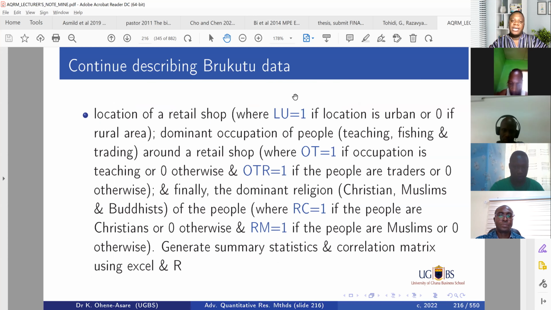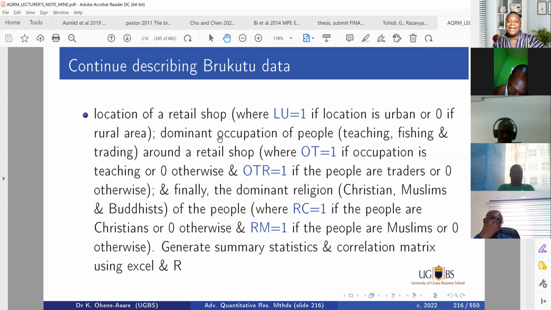Okay. So the instruction about the data is for you to know that a particular variable is a dummy. Location is a dummy. Look at the way it has been coded. LU is 1 if the location is urban, or 0 if it is a rural area. Then the dominant occupation of the people: you can see that the dominant occupations are 3: teaching, fishing, trading. You have been told that OT is equal to 1 if the occupation is teaching, or 0 otherwise. OTR is 1 if the occupation is trading, or 0 otherwise.